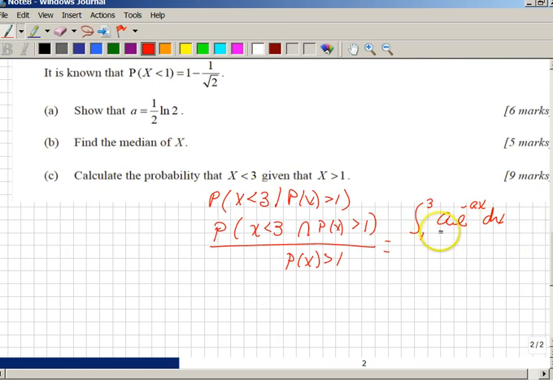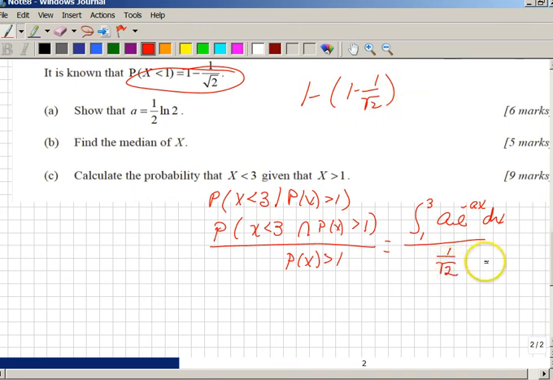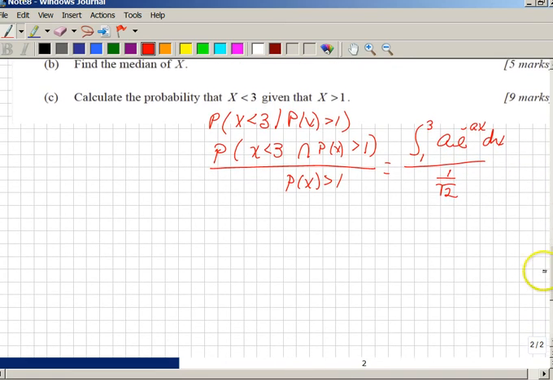So at the top, the way I've got it written with that integral is now the probability less than 3 and greater than 1. For the probability greater than 1, we were given less than 1 up here. Remember the whole probability of the entire function has to be 1. So greater than 1 is going to be 1 minus 1 minus 1 over root 2. And then the 1's just cancel, and you're left with 1 over root 2. So the probability that x is greater than 1 is the complement, which is 1 over root 2. All we have to do at this point is evaluate that numerator and simplify this messy thing down.